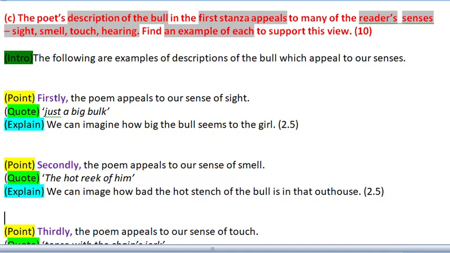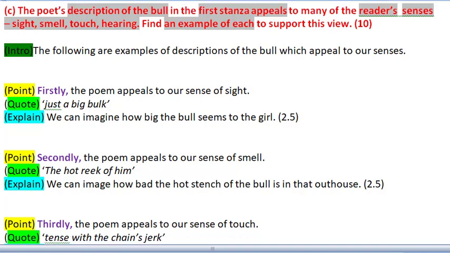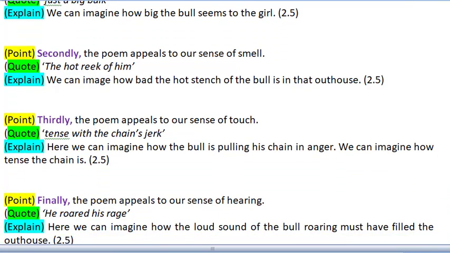Okay, so firstly, the poem appeals to our sense of sight. Put a quote which supports this. Open quote, just a big bulk. Close quote. Explain yourself. We can imagine how big the bull seems to the girl. 2.5 points out of 10 for this because it has asked for 4 examples. Jump a line, new paragraph.